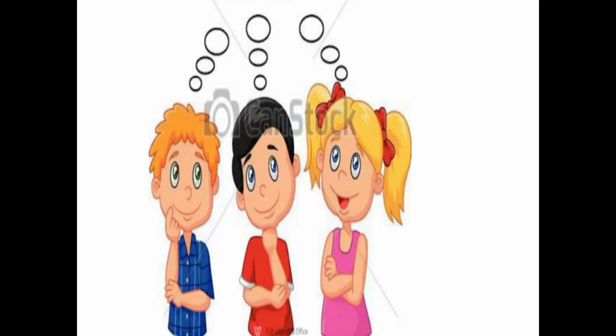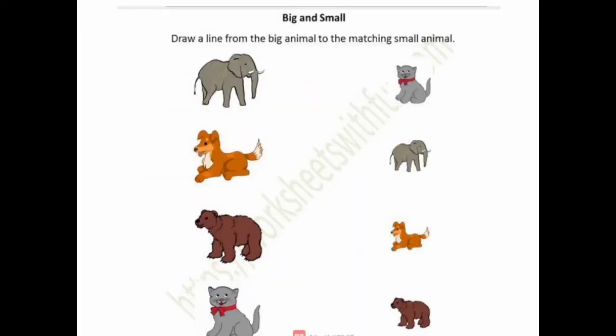Dear students, this time for you. Are you ready to do this? Cuties, look at this picture here. You can match, draw a line to big animal with the small animal. Look at the first elephant. Where is a small elephant? Yes, the second one is a small elephant.